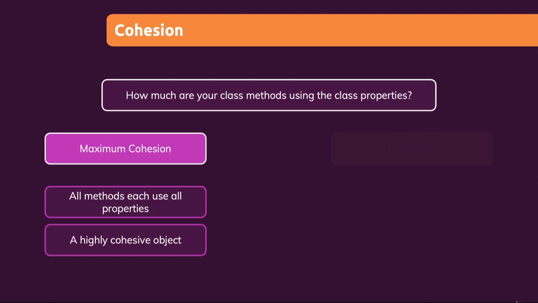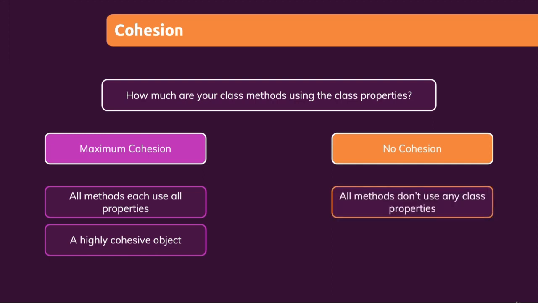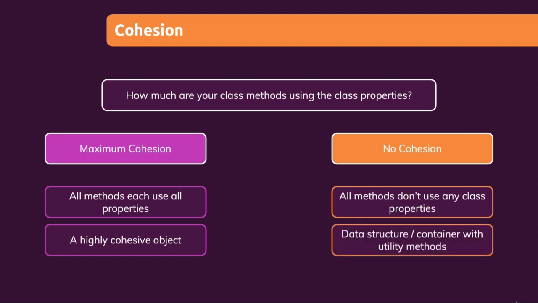Now, the opposite would be no cohesion. That basically means that of all the methods in your class, no method is using any class property. So all the class properties are not managed by your methods. Instead, they probably are public and can be used from outside the class. Then in the end, you would just have a data structure, a container, with some utility methods, as it seems, since the methods are not operating on the properties of the class at all. Now, you definitely want to avoid having a class with no cohesion, unless you want to have a data container with utility methods. Otherwise, you want to avoid this.